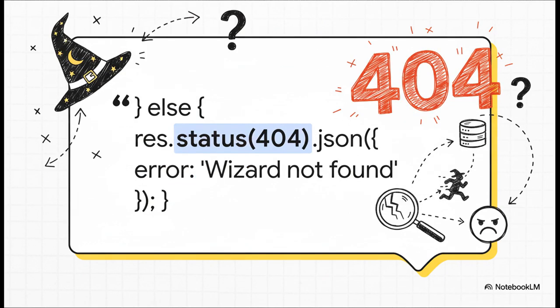But what if we tried to delete, say, wizard ID 99, an ID that doesn't exist? Well, in that case, findIndex would return -1 and our else block kicks in. We respond with a 404 Not Found status and, importantly, a helpful little JSON error message. This tells the person or program making the request exactly what went wrong. The thing you tried to delete isn't even here.